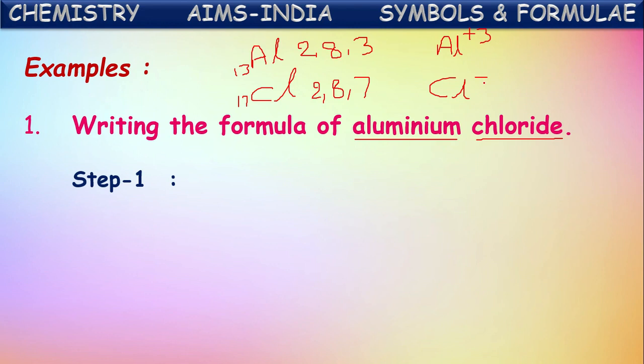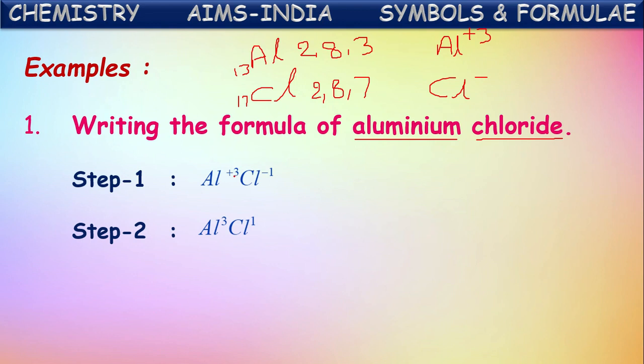Writing the positive ion followed by negative ion. So it is written here: Al plus 3 and next Cl minus. Next, step 2, we have to eliminate the common factor, if there is any, from these charges.